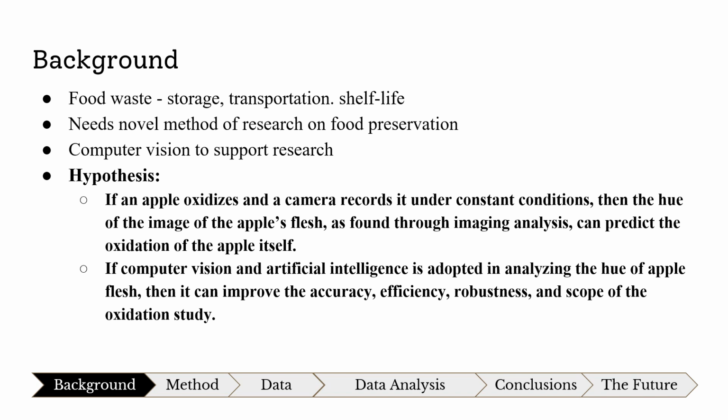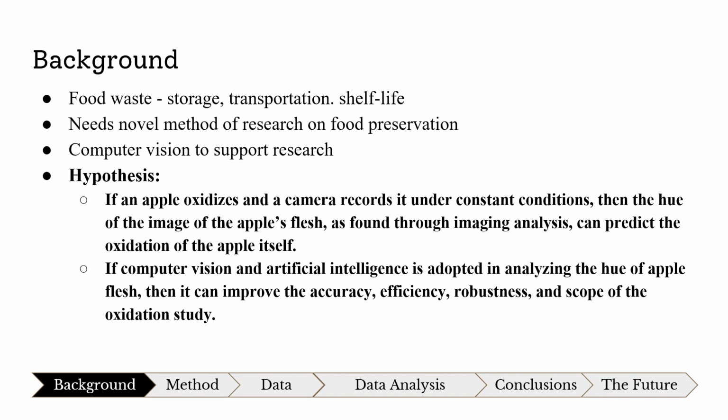This study uses computer vision to explore the impact of environmental factors on a seemingly simple but effective fruit, the apple. Combining an understanding of biology, chemistry, and imaging technology, the research gives an innovative and cost-effective method to observe and analyze apple decay. By the end of this experiment, we predict that if an apple oxidizes and a camera records it under constant conditions, the hue of the image of the apple's flesh, as found through imaging analysis, can predict the oxidation of the apple itself.